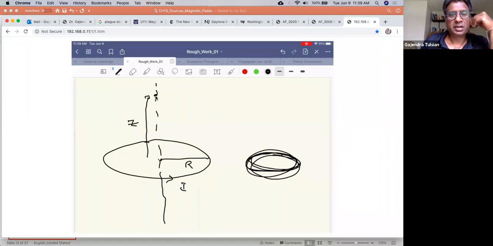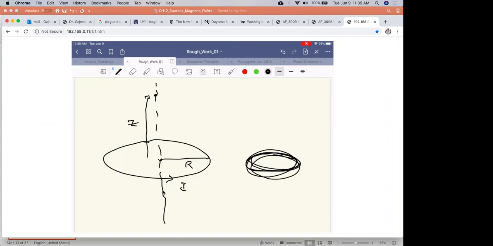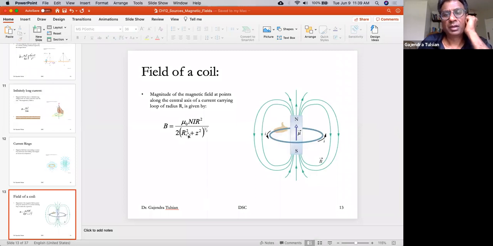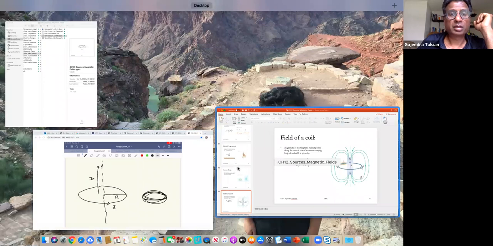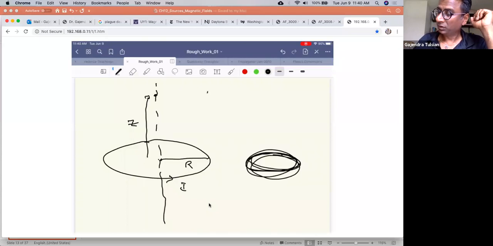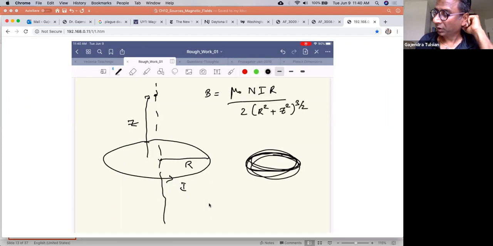So the magnetic field along the axial points is given by this formula, okay? So if Z were 0, for instance, the magnetic field is given by mu naught N I R squared over 2 times (R squared plus Z squared) to the power 3/2.